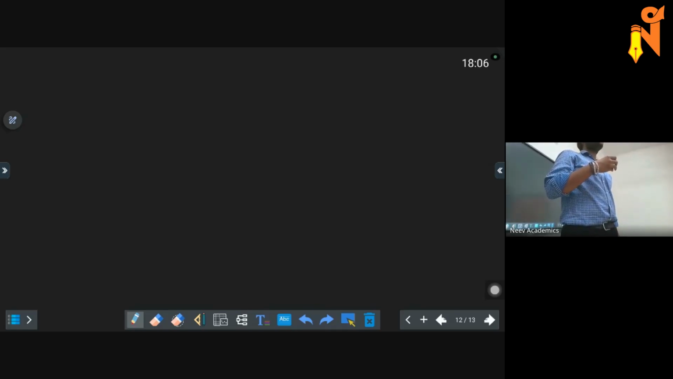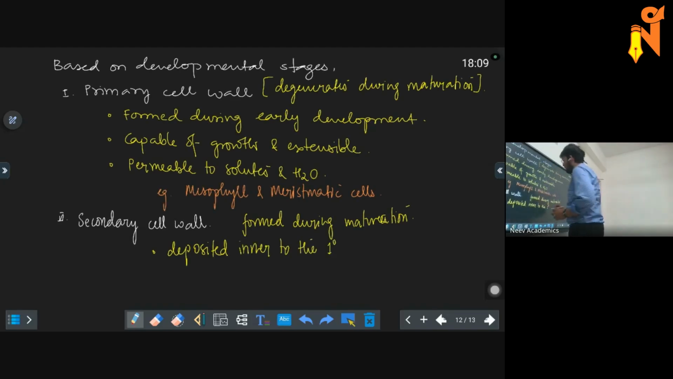Collenchyma, okay. Parenchyma, correct. Parenchyma, collenchyma, both are good. Collenchyma will have a thick deposition, but still it will be a living cell. Okay. Now start writing. One degree is primary.